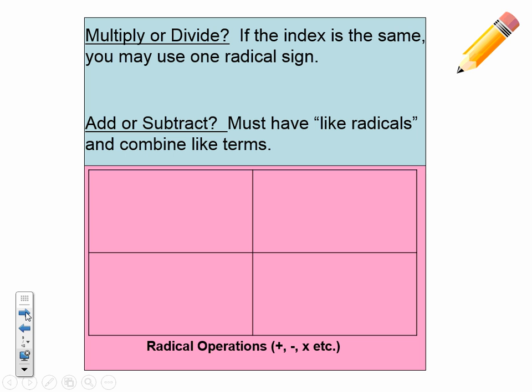So let's add that to the top of our foldable here, and then we are done. We need to add or subtract, question mark. We must have like radicals. So we must make them have like radicals, and then we can combine like terms. So we must be talking about the same thing. Square roots of 3, cube roots of 3, cube roots of 5, fourth roots of 5, whatever it is, we have to have like radicals first, and then we can combine like terms.